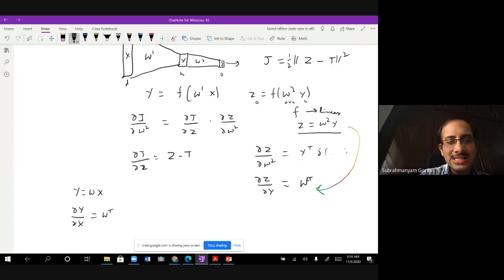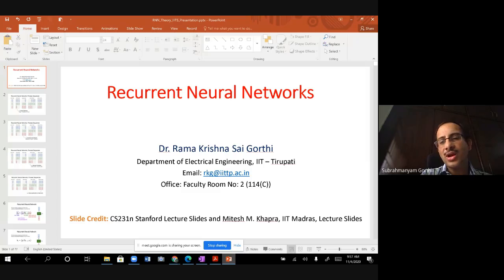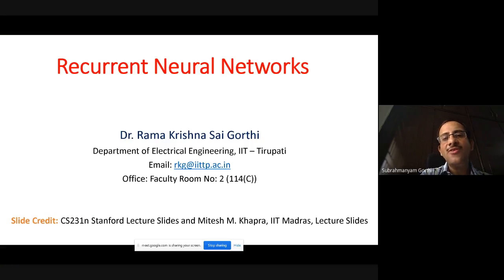Let us not bother about this at this moment, but this is important as a rule we use frequently. So now let us start our discussion on recurrent neural networks, given this little bit of background on feed-forward neural networks.